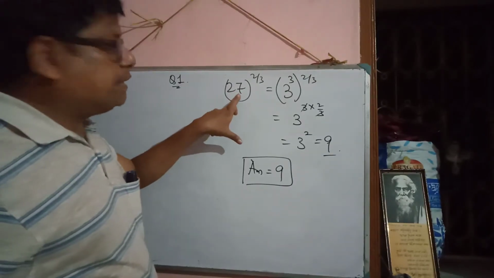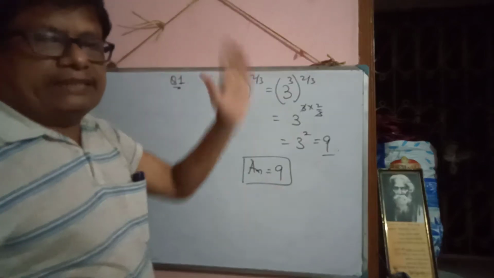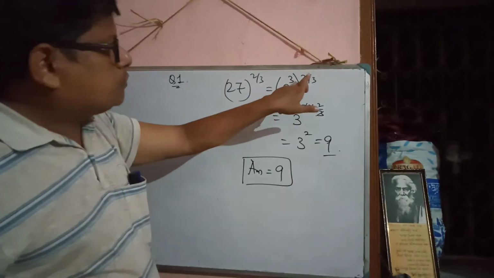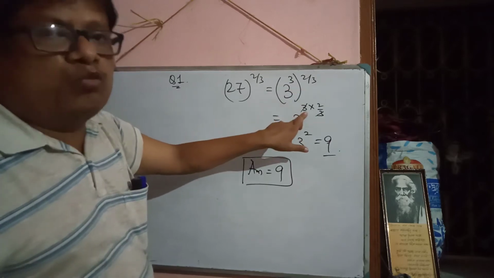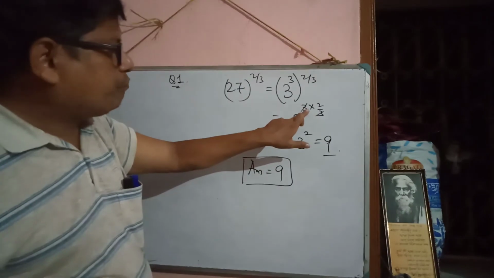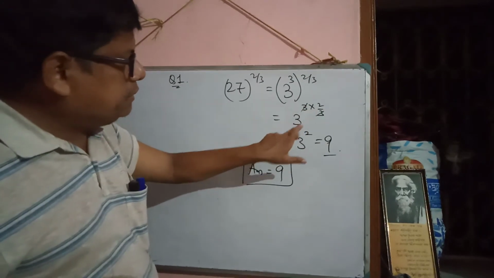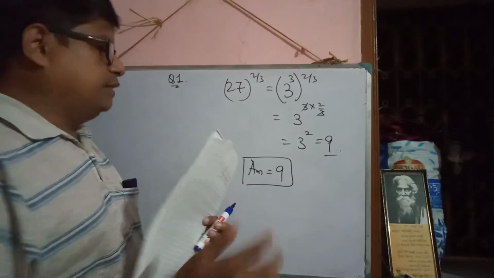Again, 27 we can write as 3 to the power 3, whole to the power 2 by 3. So you can write 3 into 2 by 3, that is multiplication. So 3 cancel, 3 square equal to 9. Next one.